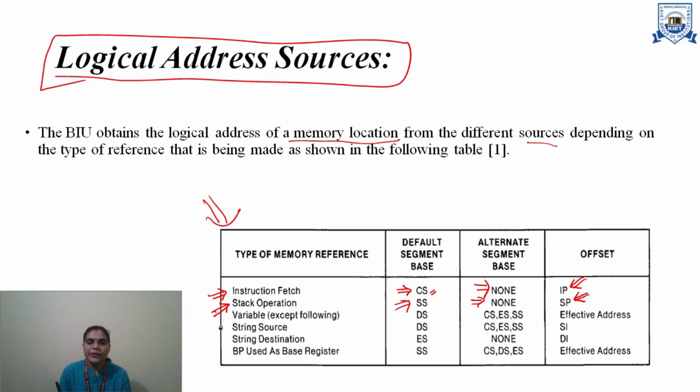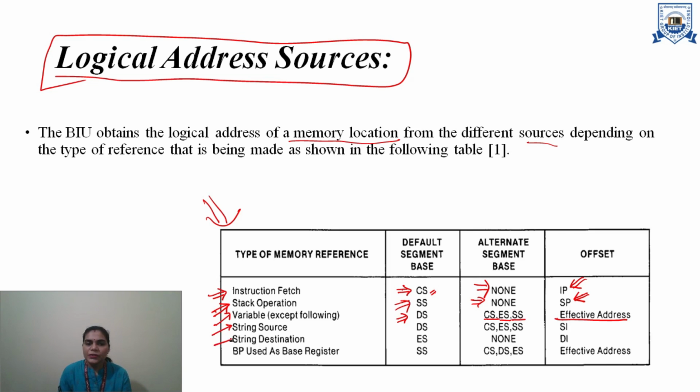Whenever variable accessing is done, variables are stored in the data segment. So the data segment register will be used for referring to the data segment. And the offset can be the effective address. The alternative segment registers can be CS, ES, and SS.